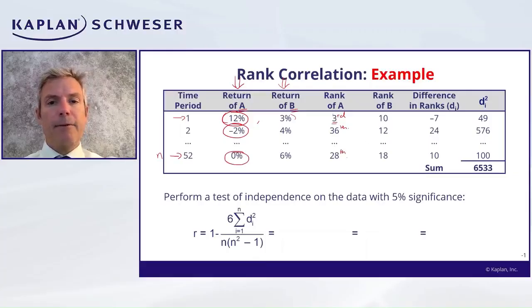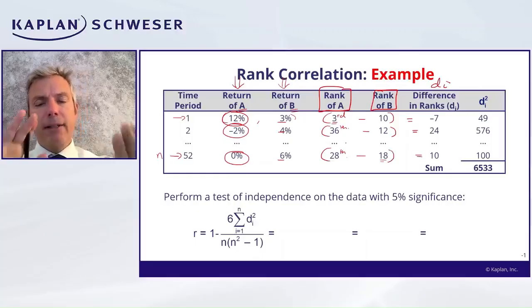And similarly, we've got rankings for B. So return of 3 and 4, 10th and 12th. The return of 6 is 18th in the data. So it's these two columns which are important. We get our d's by taking the first rank, subtracting the second rank. Minus 7, 36 minus 12 is 24, 28 minus 18 is 10.